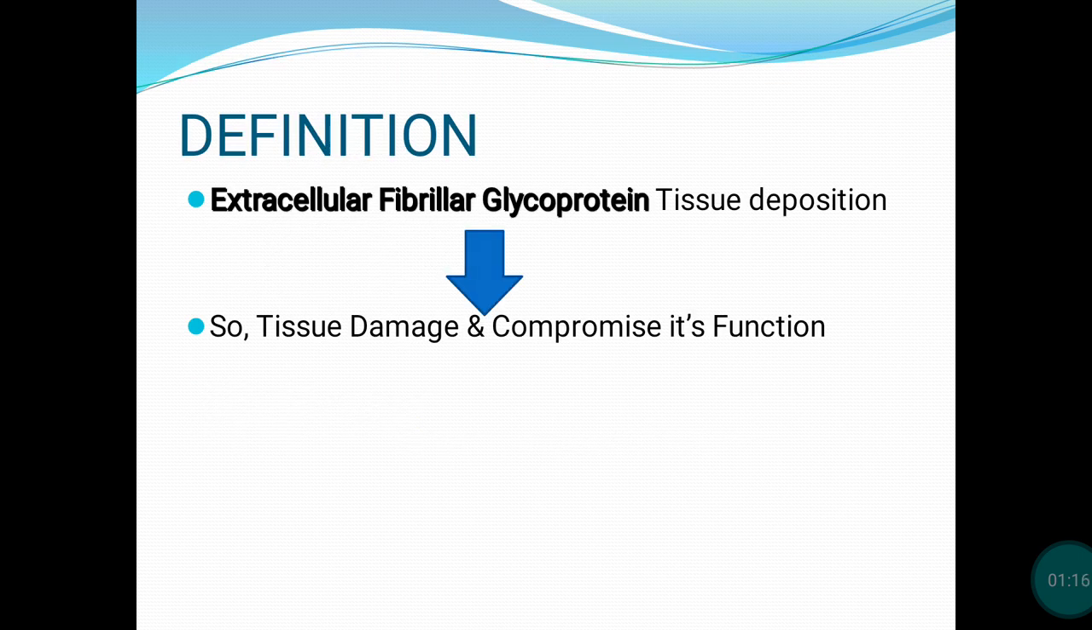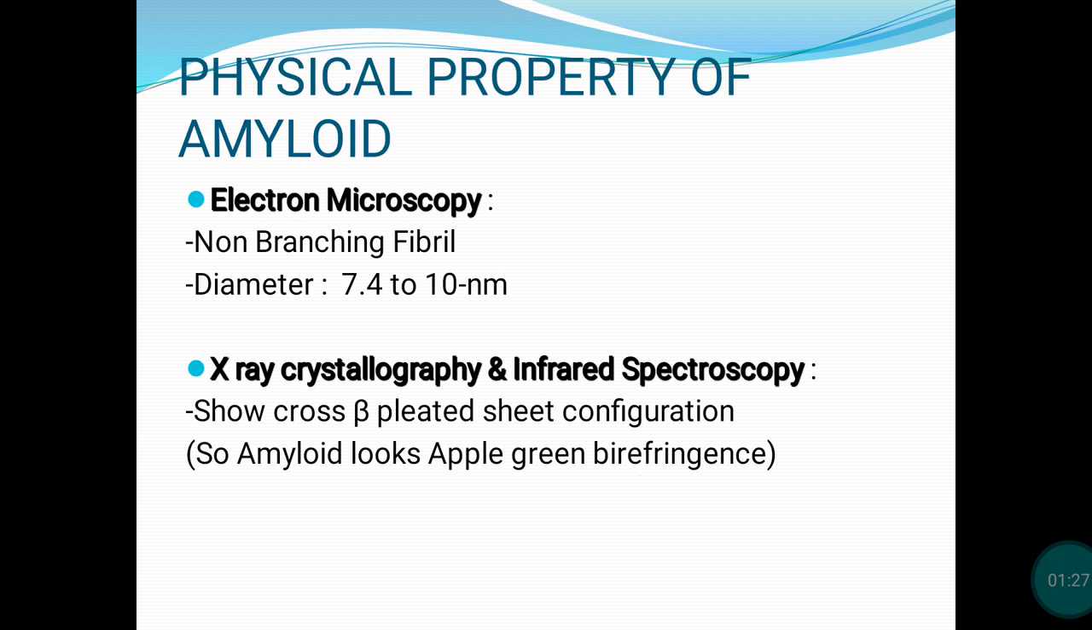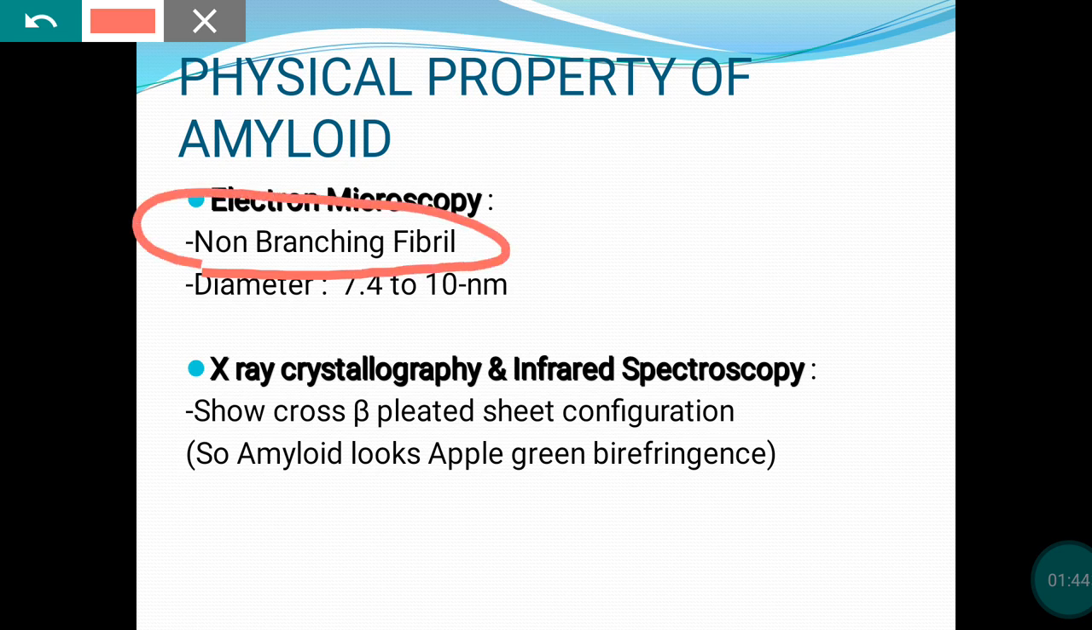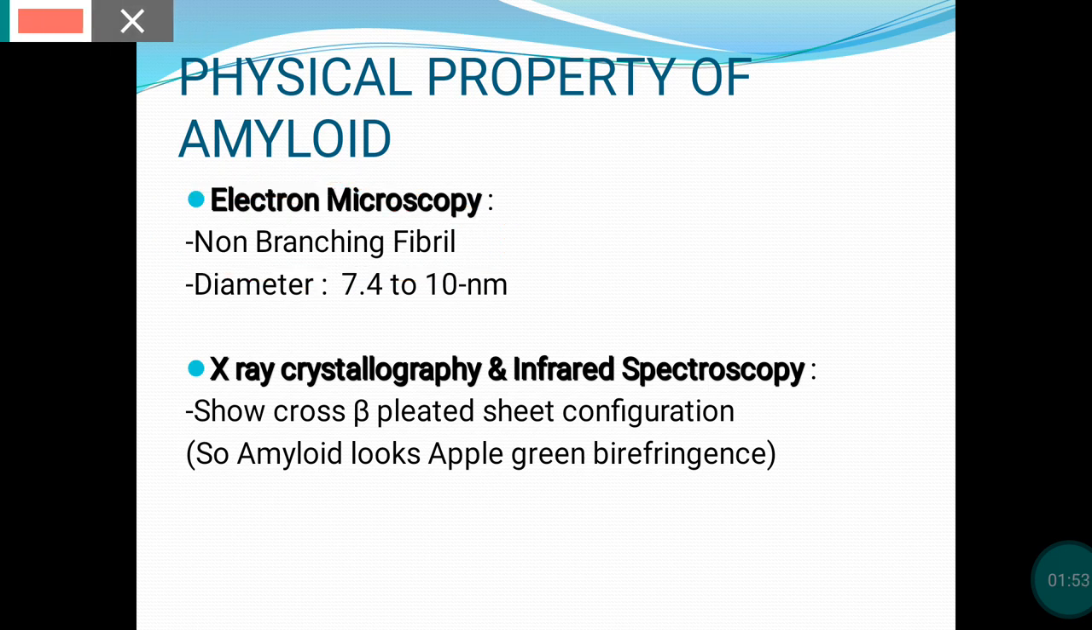Now, because of this accumulation, the tissue will get damaged, and so the function of the particular tissue gets compromised. So that is the complete definition of amyloidosis. Now we will discuss the physical property of the amyloid, how it looks. First, you can see it in electron microscopy. It is seen as a non-branching fibrillar structure. It's a fibrillar glycoprotein, so you can see the non-branching fibril. The diameter of this fibril is 7.5 to 10 nanometer.